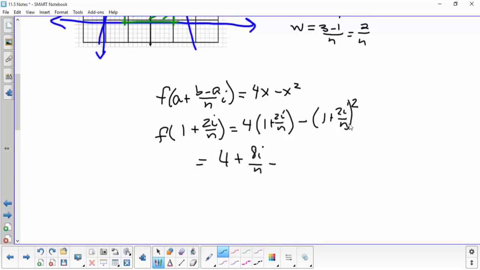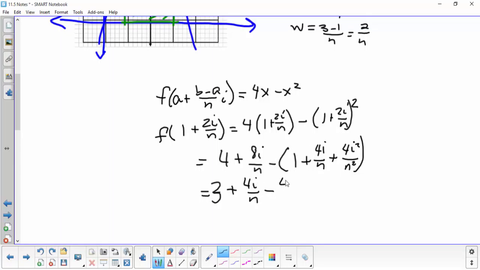We can either write it down twice and multiply by distributing, or we can use the Pascal's triangle shortcut. So for the shortcut, we square the first term, then we multiply the first and the last and double it, so that would give us 4i over n, plus then we square the back term, which would be 4i squared over n squared. Continuing from here, combining like terms, we have 4 minus 1, which would give us 3. 8i minus 4i gives us 4i over n. And then distributing the negative to the 4i squared gives us negative 4i squared over n squared.